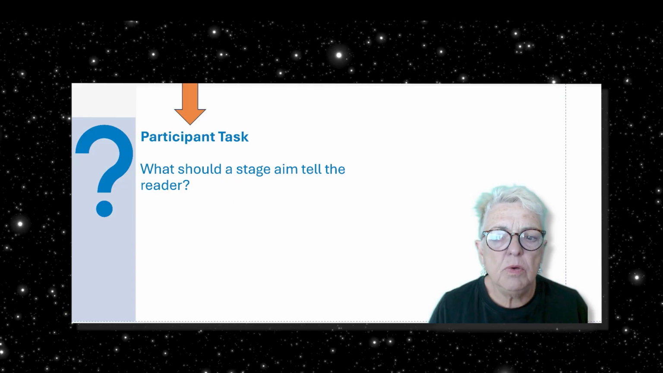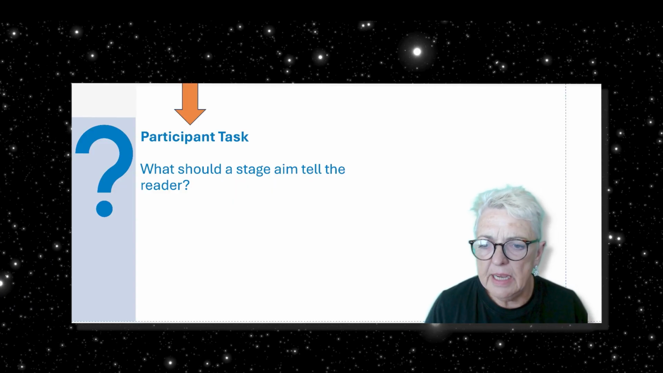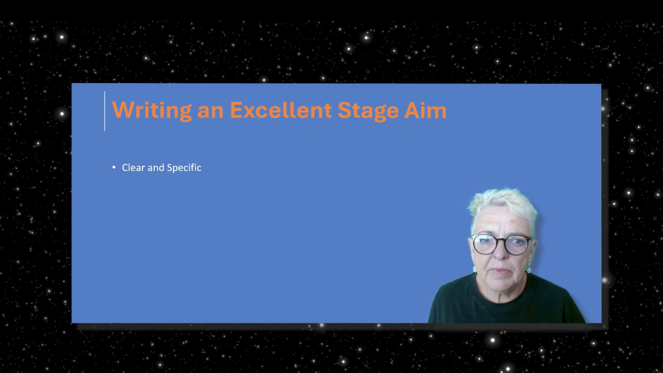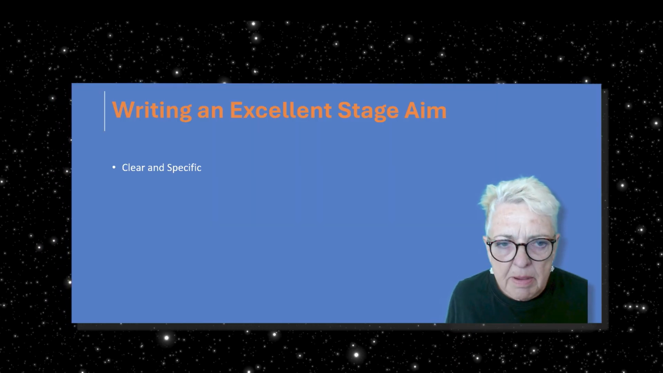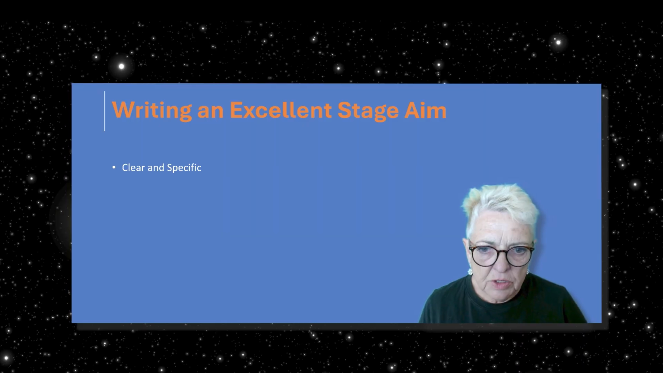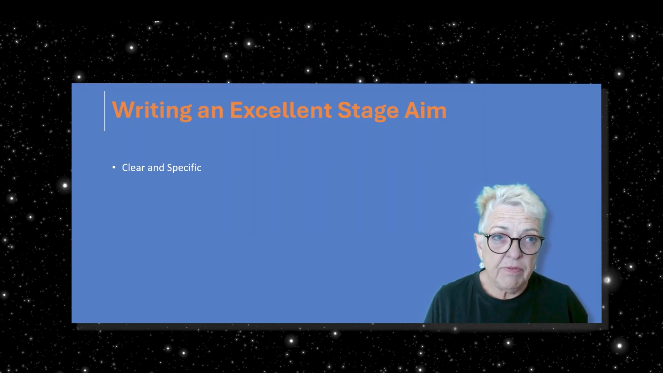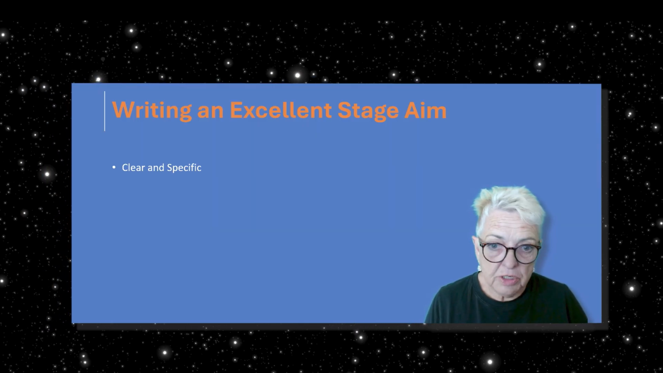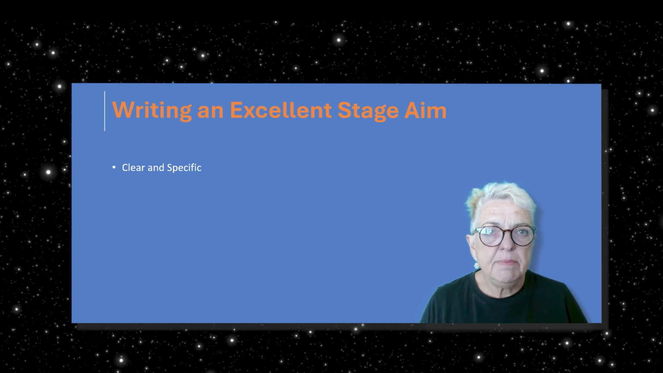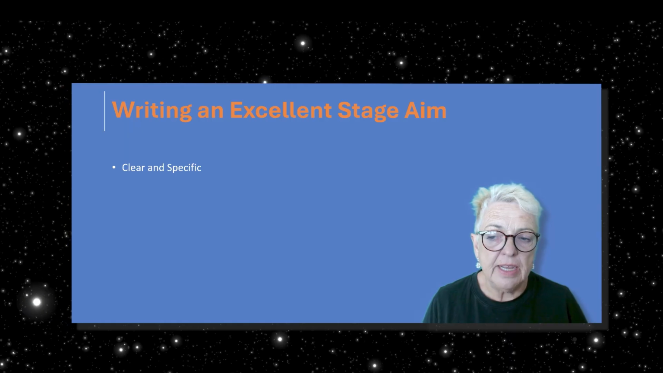Okay, so this time, what do you think a stage aim should tell the reader? What should be in a stage aim? What's the stage aim about? So let me be clear. First of all, I think that every activity that you do with the students should have its own stage aim. And in fact, everything you do should have a stage aim. You should know and be able to state at any point in the lesson why you're doing what you're doing and what the purpose of it is.